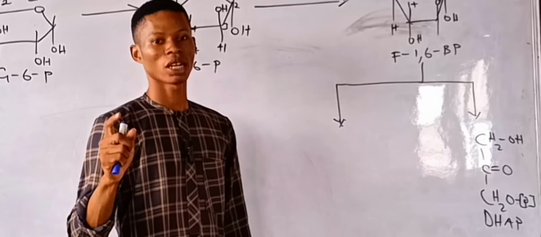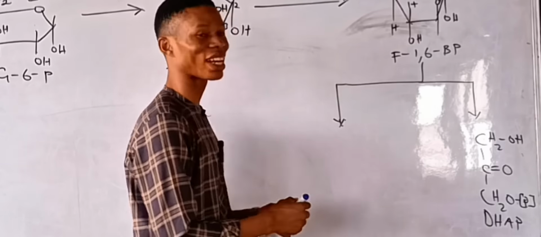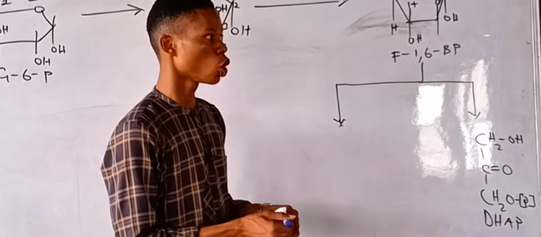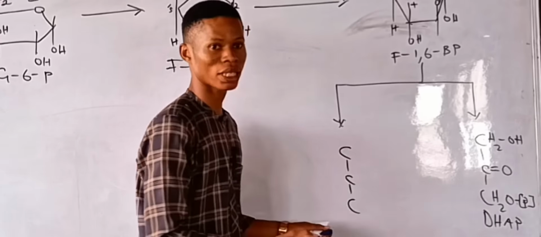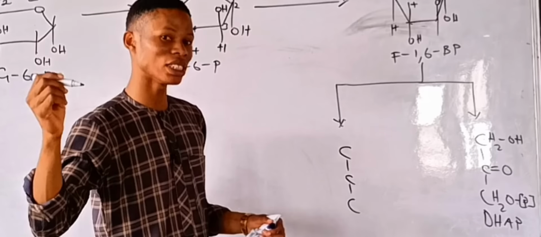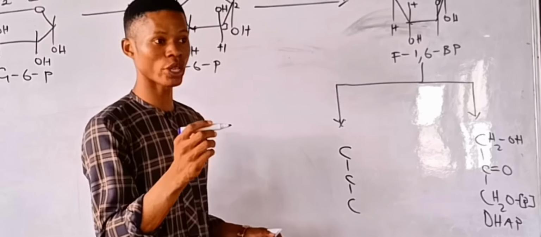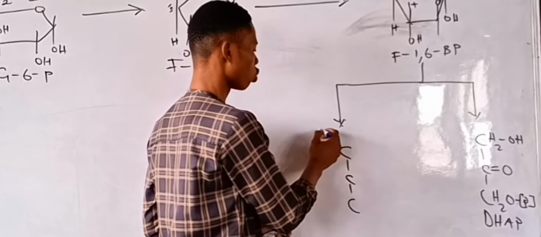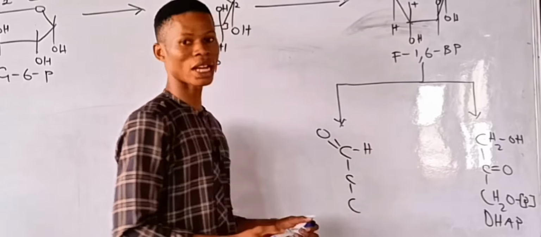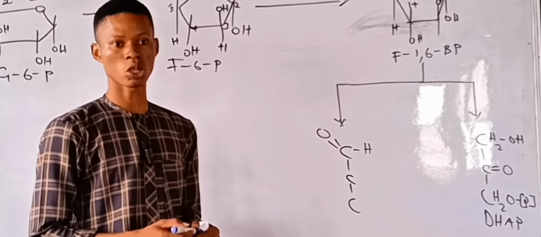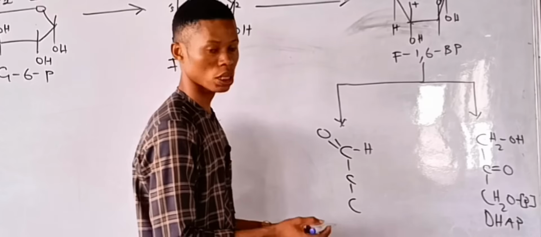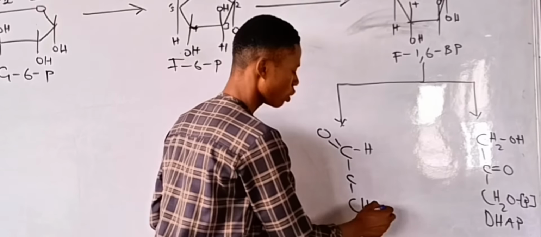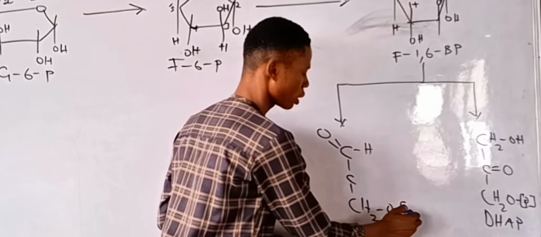Now, glyceraldehyde 3-phosphate. We already know it's three carbons, 1, 2, 3, right? Glyceraldehyde, we know the aldehyde functional group is there, right? This aldehyde functional group. Then glyceraldehyde 3-phosphate, 3-phosphate meaning the phosphate group is on position 3, right?